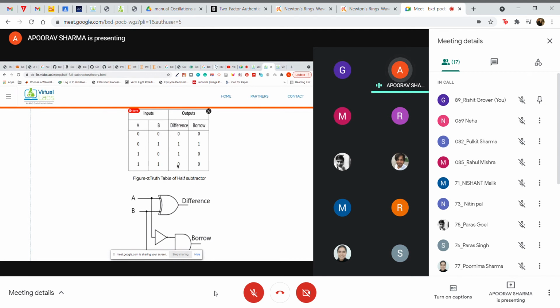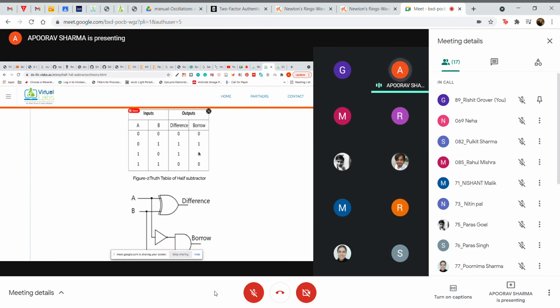If you have seen the half adder circuit, the difference is also the same as that. If you look at this, the difference output will be A bar B plus AB bar, which is nothing but an XOR gate. So your difference circuit can also be realized using an XOR gate, and your borrow is nothing but A bar B.